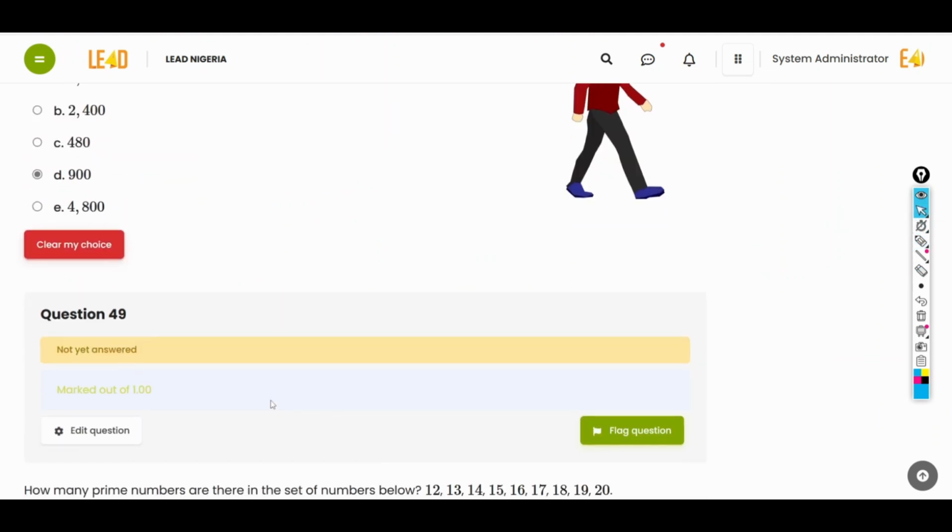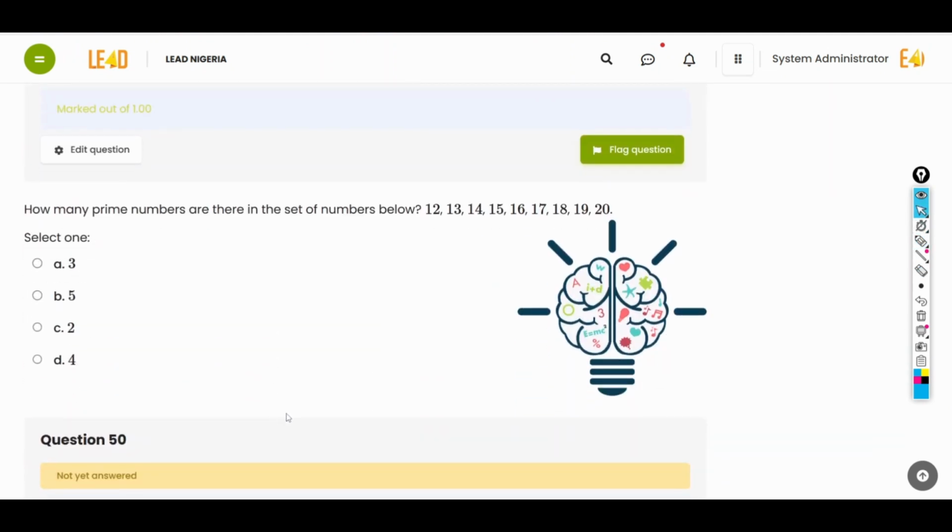Okay. Next we have question 49. It says, how many prime numbers are in the set below? Okay, so we define prime numbers as numbers that can only be divided by themselves and 1. They can't be divided by any other number. So what I'll do is, if we can think of any other number that can divide that number, I'll just strike it out. All right.